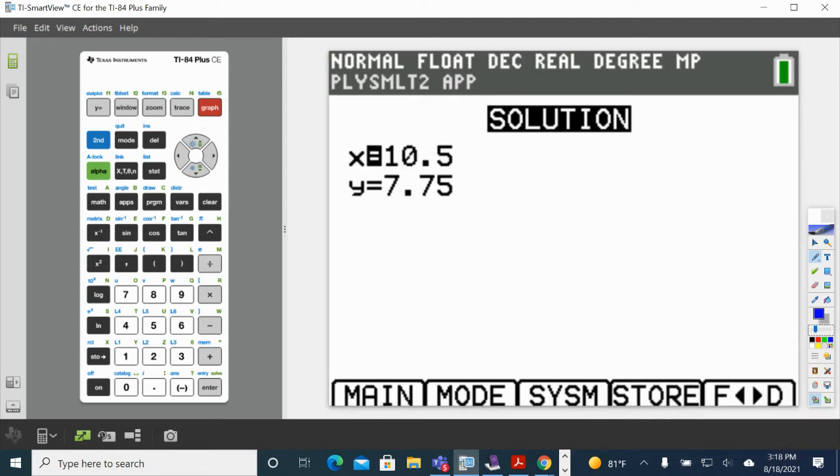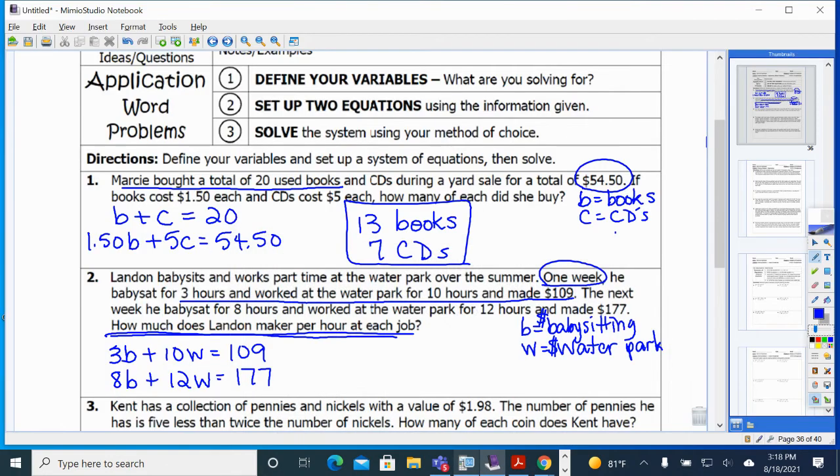So this is the one and only time so far that I'm going to allow you to express your answers in decimal form. So $10.50 for babysitting. And then it was $7.75 at the water park per hour.